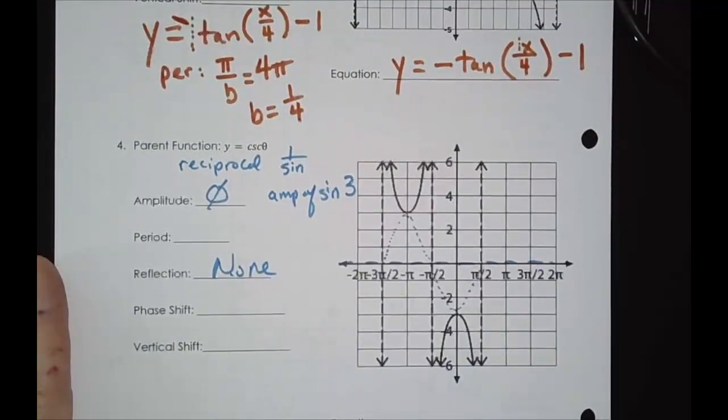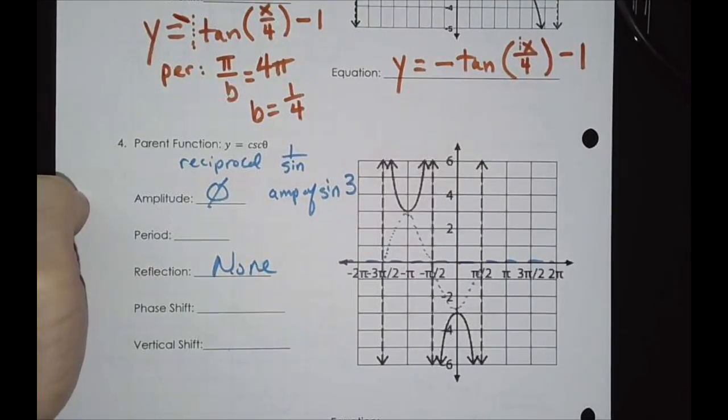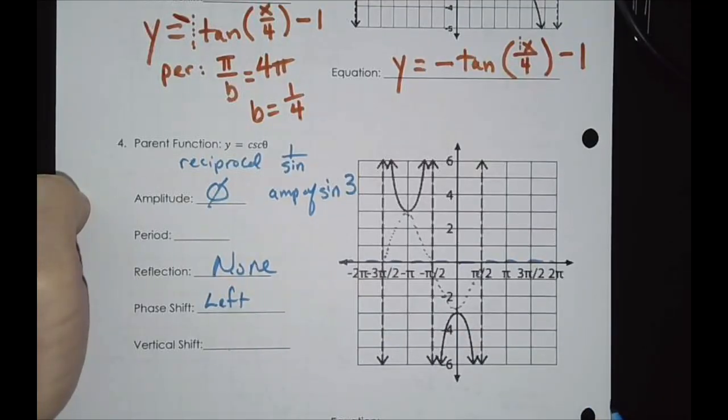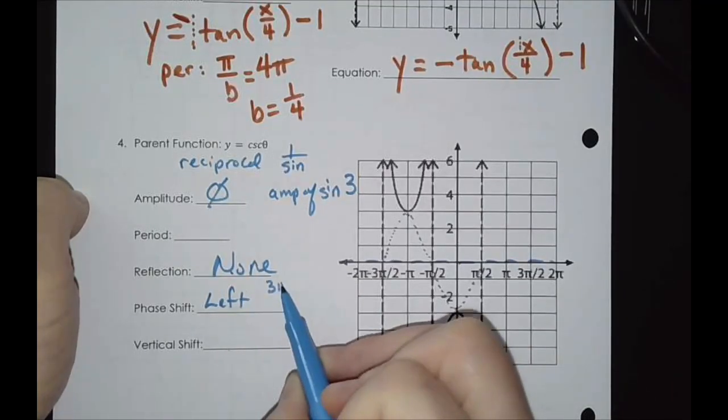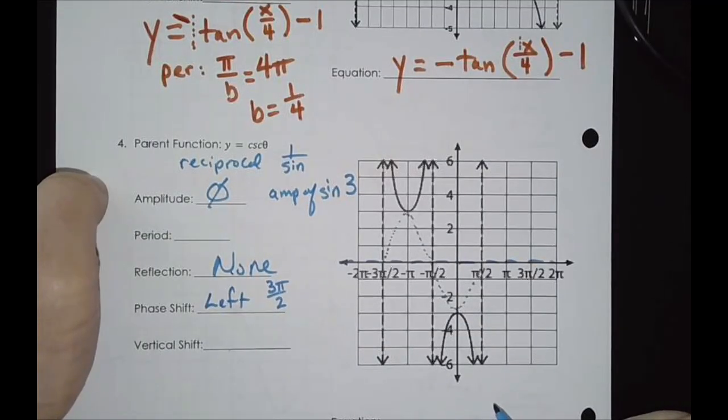Is there a phase shift? Yeah. It goes how far in what direction? Left. 3 pi over 2. It goes left 3 pi over 2. Is there a vertical shift? None.